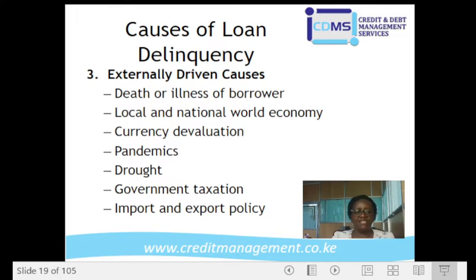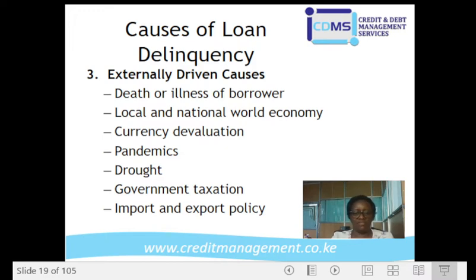Then external factors that lead to delinquency, we mentioned a number of them: death or illness of the borrower, local and national economy, world economy, currency devaluation. It could be pandemics. Like in the past we have seen the corona pandemic that made so many businesses go under, close, lives were lost, and therefore loans became bad.